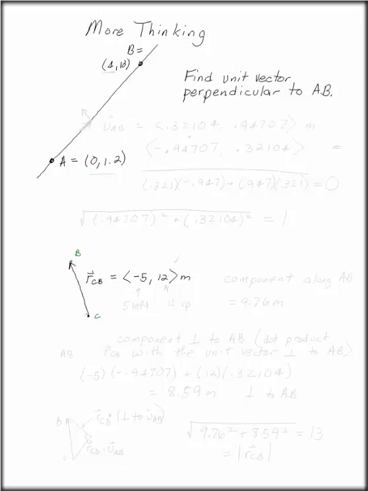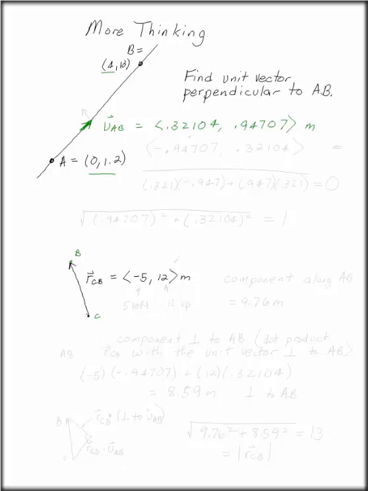A couple extra things we can do with this one that are somewhat interesting. First of all, our line AB goes from (0, 1.2) up to (4, 13). We found the unit vector from A to B that lies along in here with only length 1. And that was 0.32104 and 0.94707 meters. We found that before.